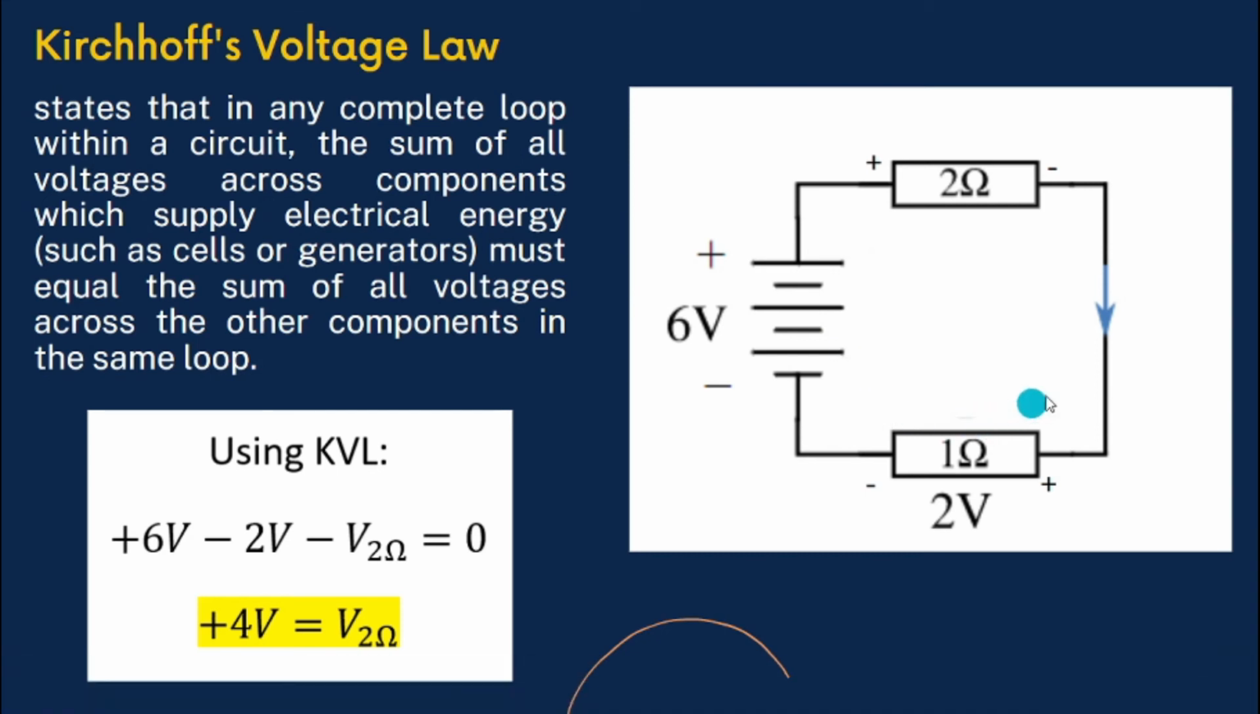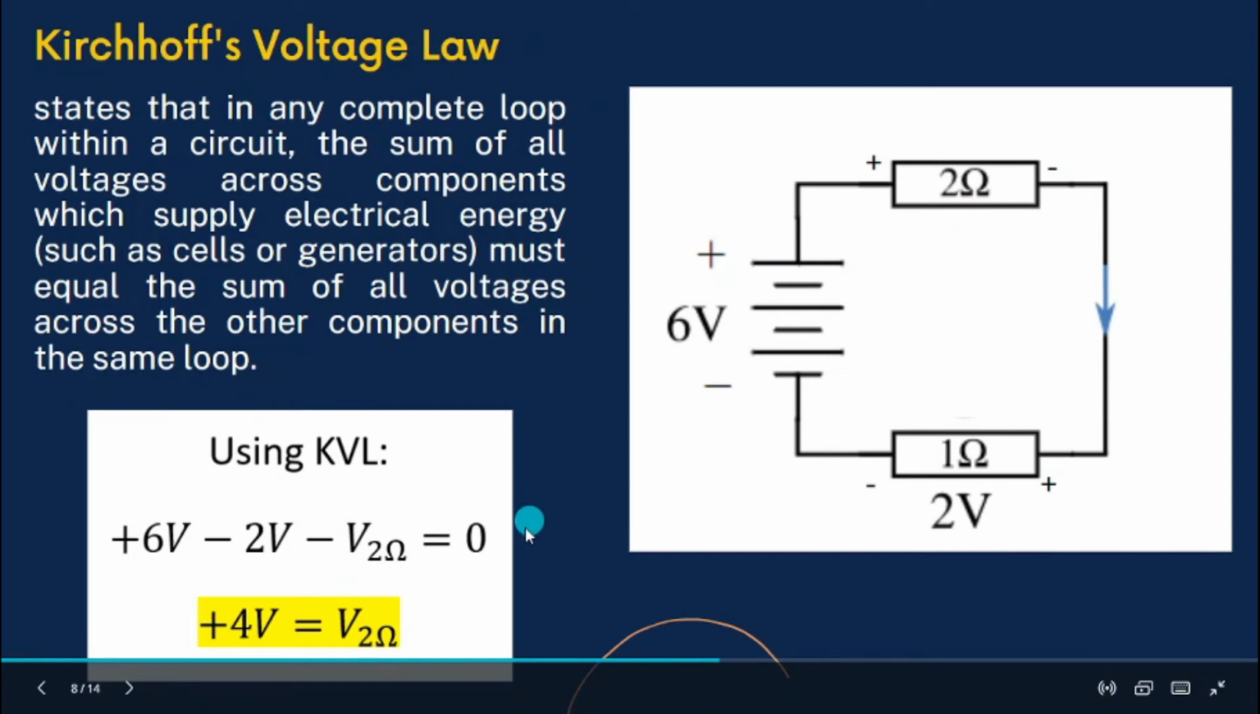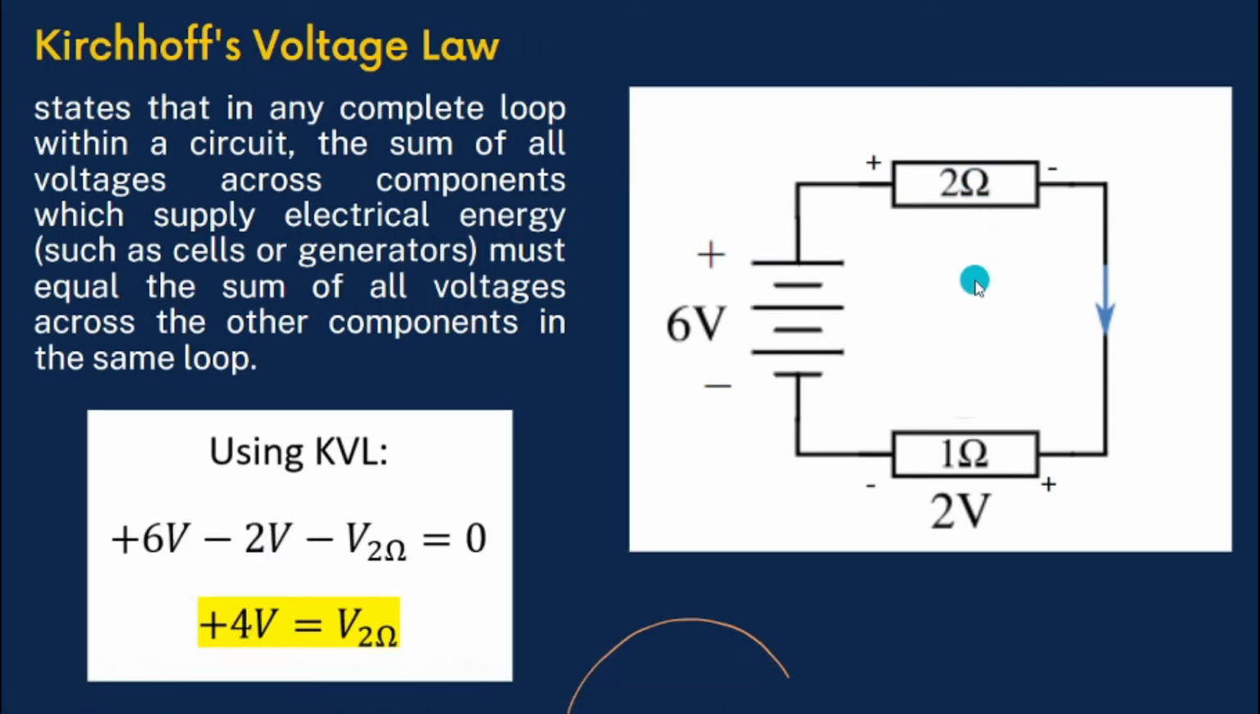So again, positive 6 minus 2 volts, then minus voltage dito. If we transfer this to the other side, magiging positive, 6 minus 2 will be positive 4. So this is the voltage across the 2 ohm resistor. So 4 plus 2, voltage consumer is 6 volts, then voltage producer is 6 volts. Kailangan mag-equal. Yan yung ibig sabihin ng Kirchhoff's voltage law.